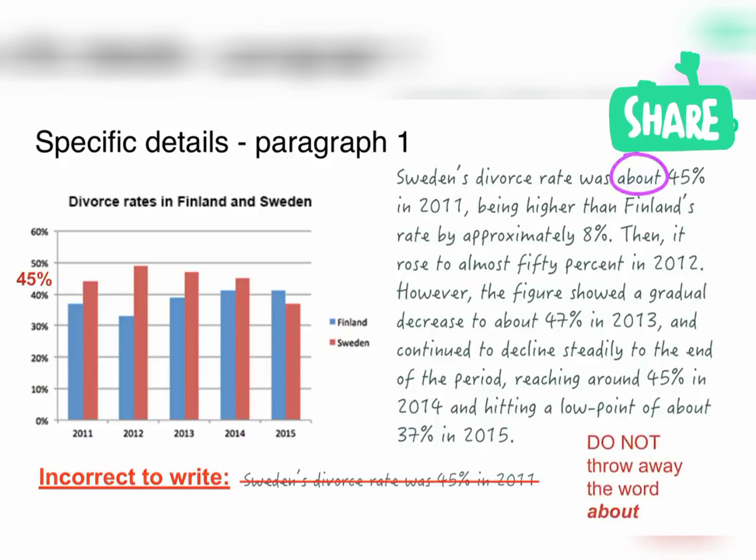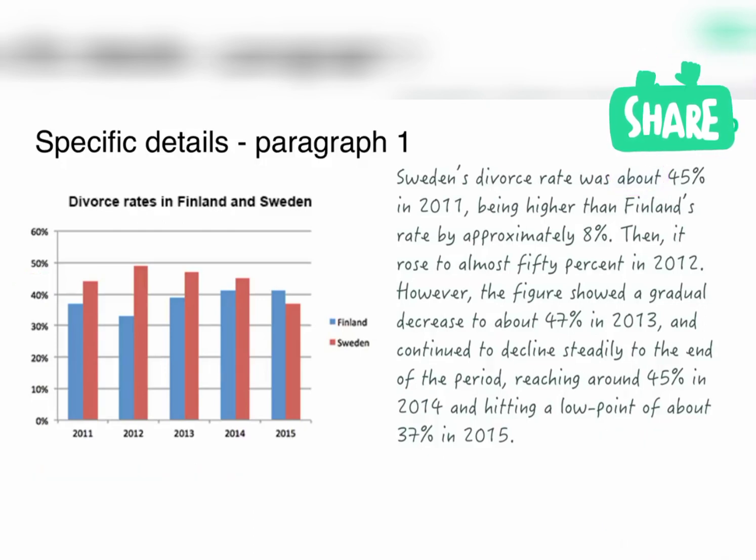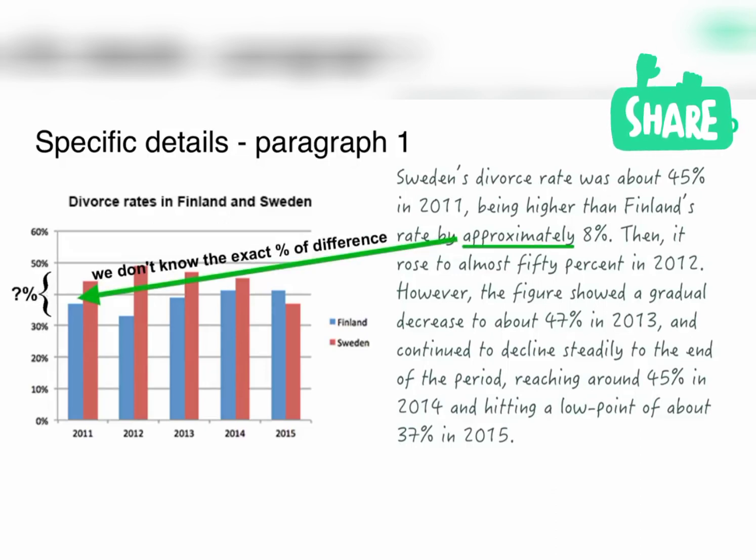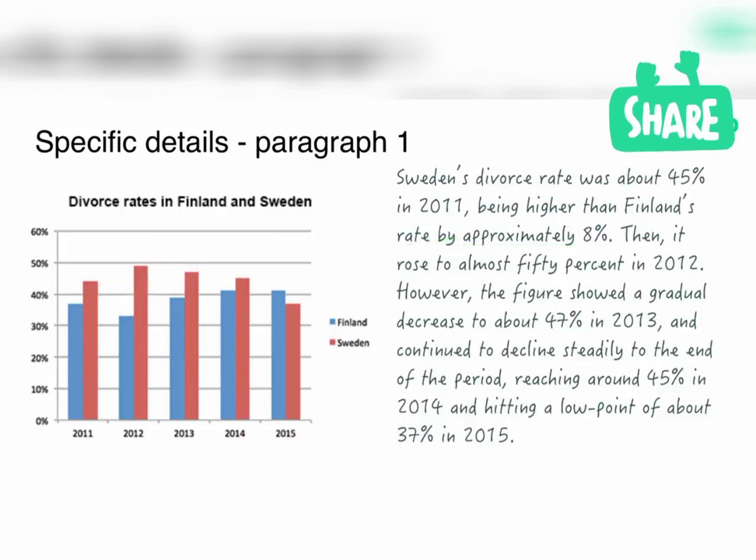Then I compare Sweden's rate to Finland's rate by writing Sweden's divorce rate was about 45% in 2011, being higher than Finland's rate by approximately 8%. Again, I use the word approximately because we don't know the exact percentage of difference. In the next sentence, I describe Sweden's rate in 2012.